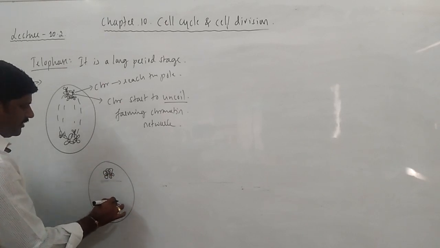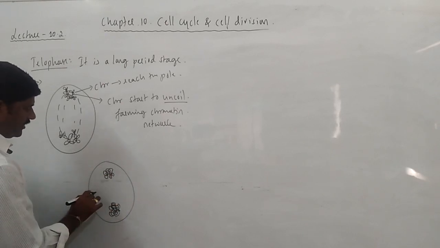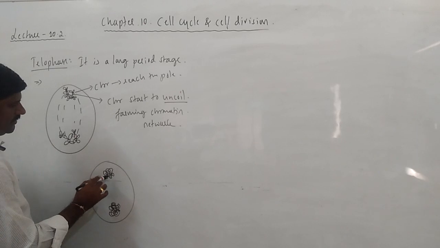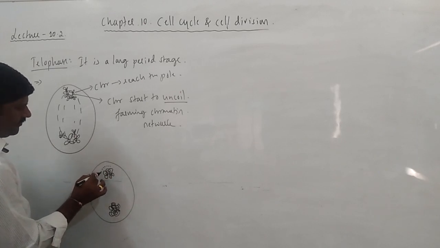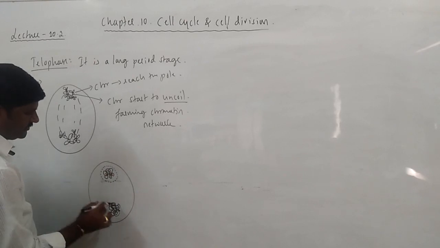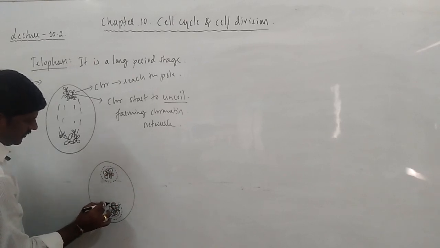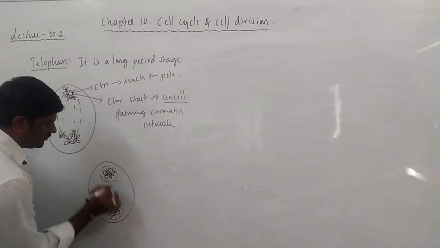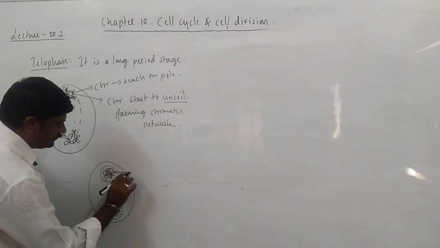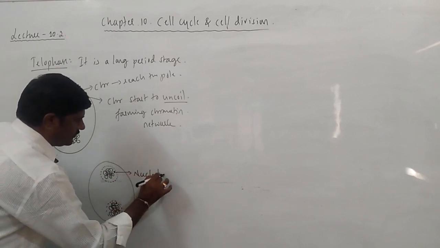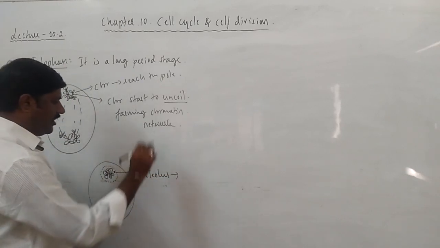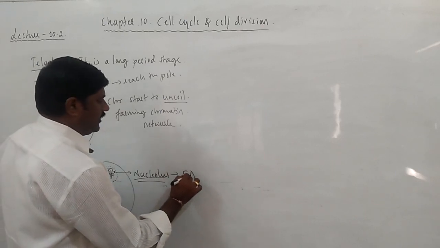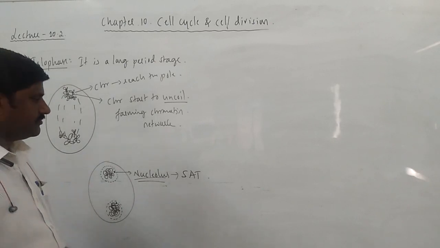Simultaneously, the spindle fibers start to disappear and come to the central axis of the cell. And simultaneously the reappearance of the nuclear membrane starts. The nuclear membrane starts to reappear, and simultaneously the nucleolus also starts to form. How is this nucleolus forming? With the help of what kind of chromosomes, you know? With the help of the SAT chromosomes, right?